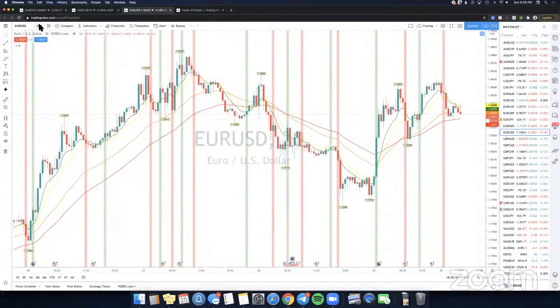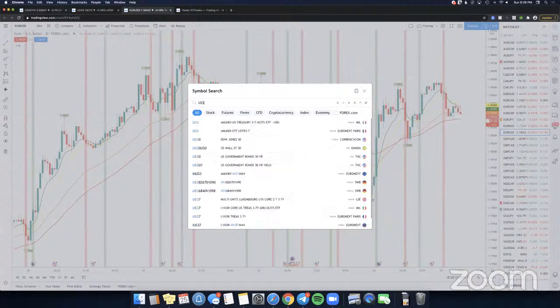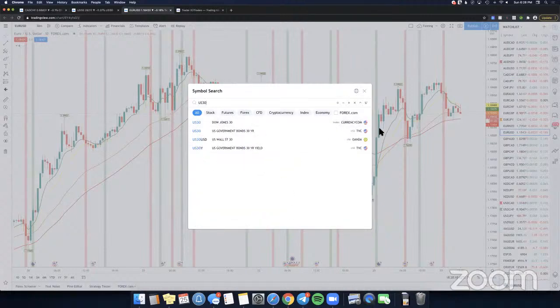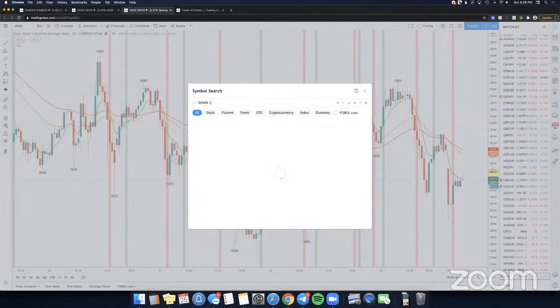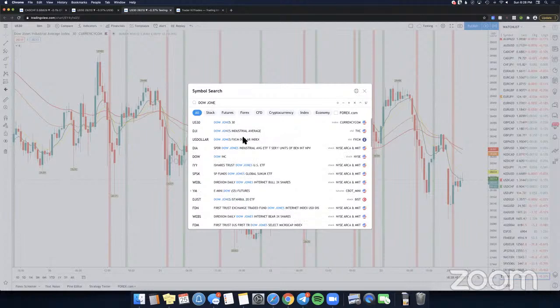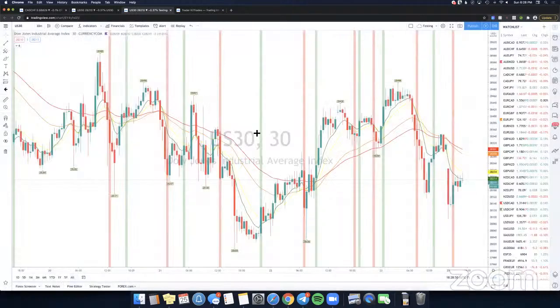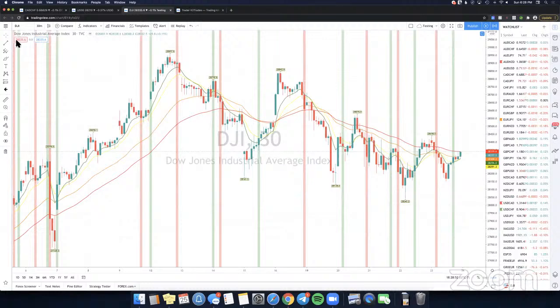Let me see. So US 30 right here, I'm just going to show you guys the current price for this. I trade on currency.com. It's going to be 28210. And then if you look at the Dow Jones, the pricing is way off. It's 28335. See the difference? So I wouldn't mix those two up because they're totally different. The DJI and the DJ30 is totally different.